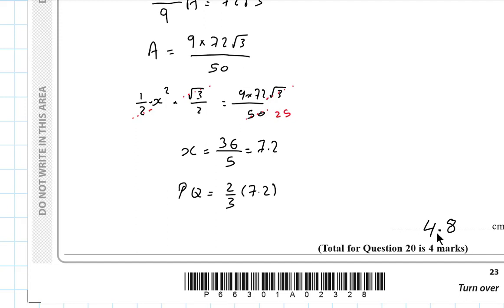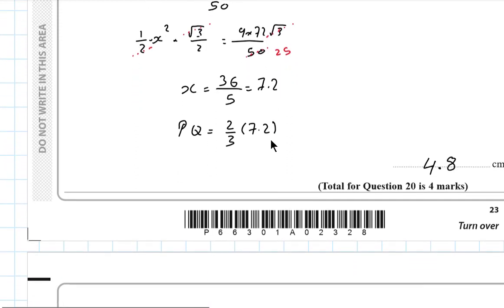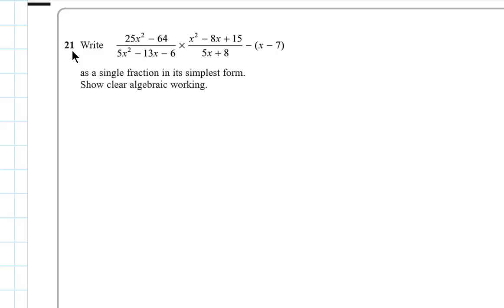So the final answer should be 4.8 centimeters. Of course, you have many ways to solve this question, but I think this is an easy one.